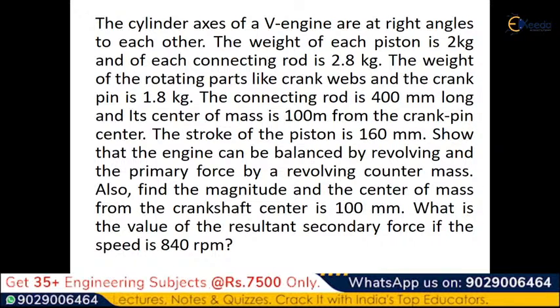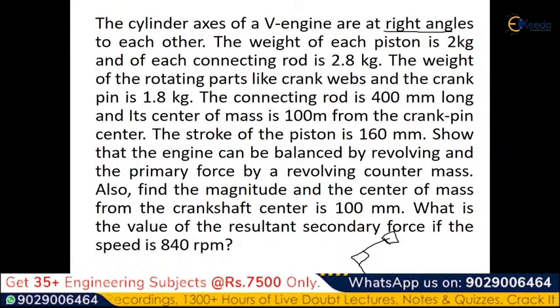So V engines are basically combinations of two connecting rods in such a way that, as a combined effort, they move a single crankshaft. And the cylinders are also inclined at certain angles. In the question it is given that the axes are inclined at right angles to each other. That means if these are two cylinders with pistons, they are at an angle of 90 degree to each other.